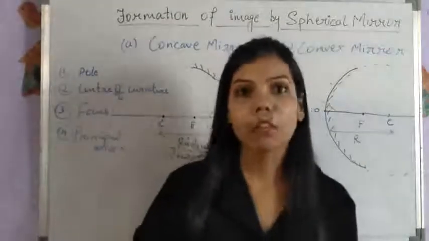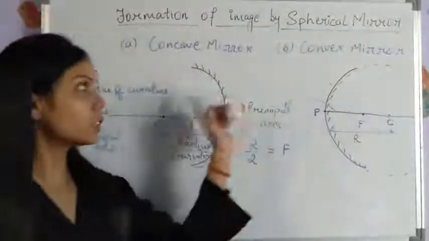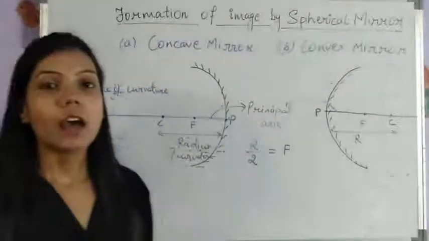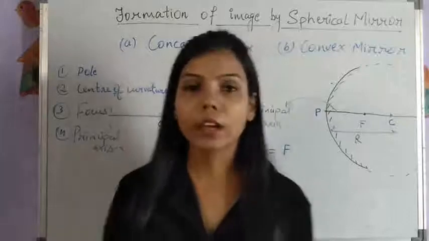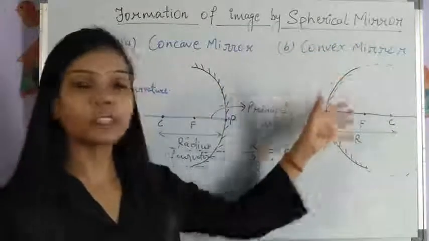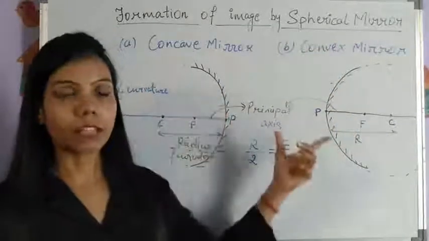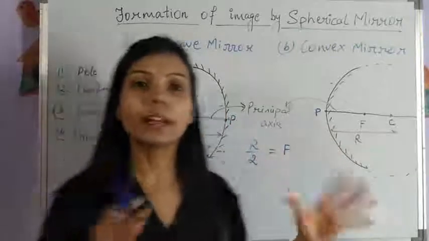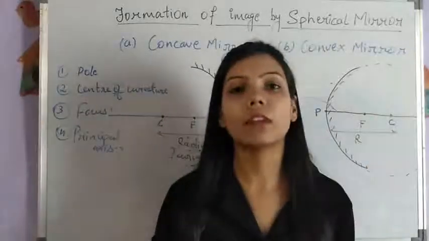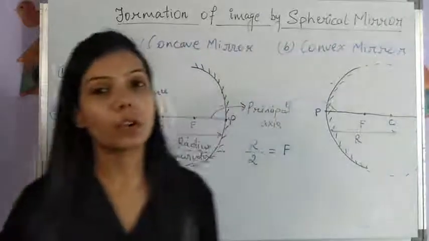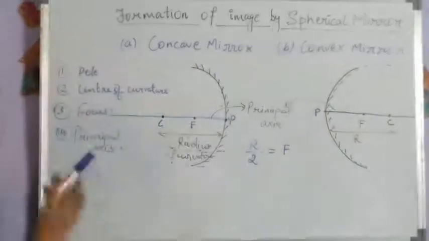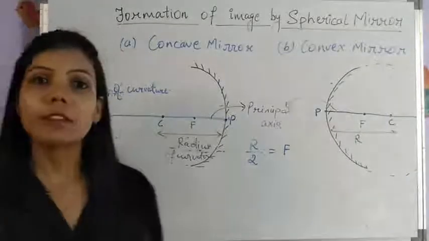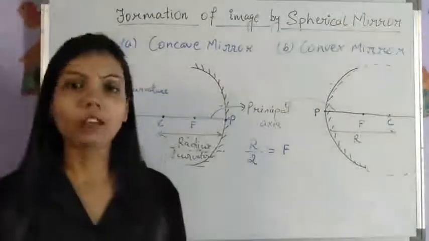We have one more term for these two mirrors, that is the aperture. Aperture is the region or the area which is exposed to light. Okay, so whichever portion of the reflecting surface onto which the light falls, the region of the reflecting surface which is exposed to light, is known as the aperture. Okay, so this was all about the terminologies which are associated with concave and convex mirror.